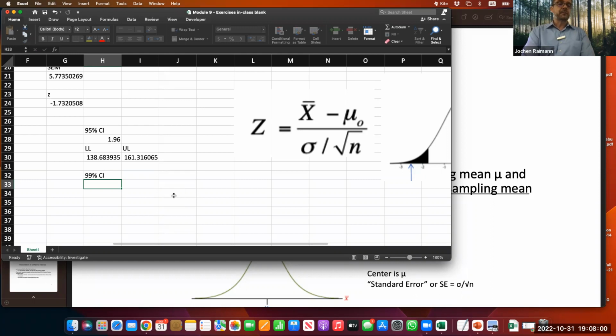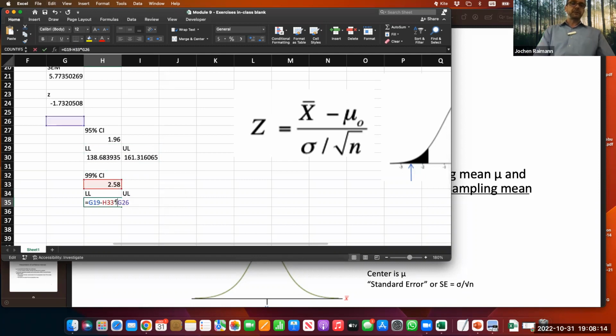If you are interested in a 99% confidence interval, where you are looking at a critical z-score of 2.58, you have the same calculation that you had for the 95% confidence interval. So you're basically adding now, rather than adding 1.96 multiplied by the standard error, you're adding now 2.58 multiplied by the standard error.